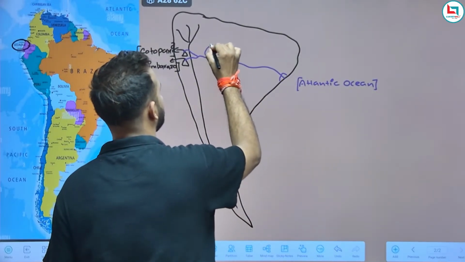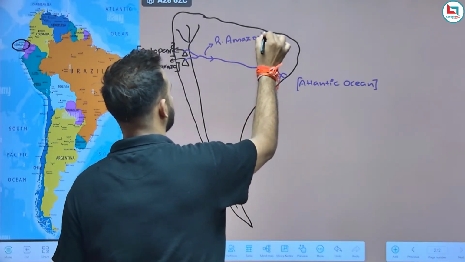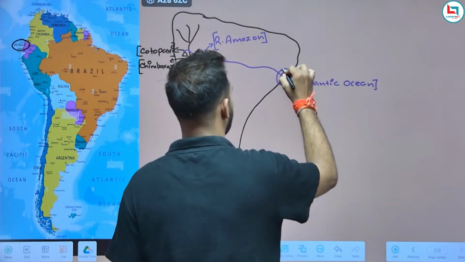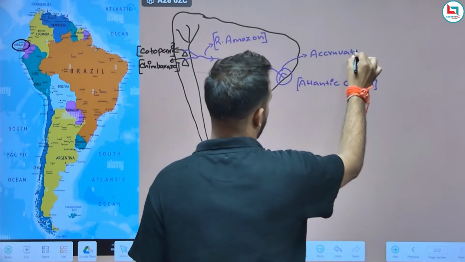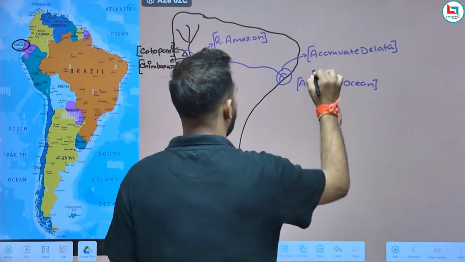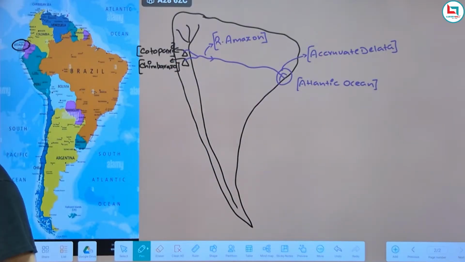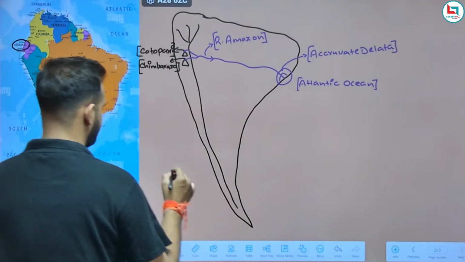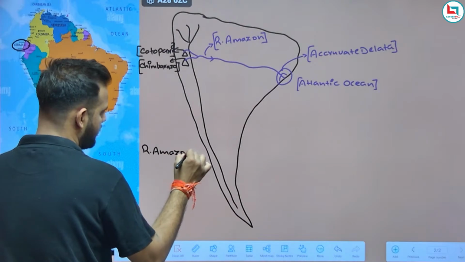This is the River Amazon. Remember one thing, that River Amazon forms the Acrobat Delta. Guys, when we talk about River Amazon, it originates in Ecuador.